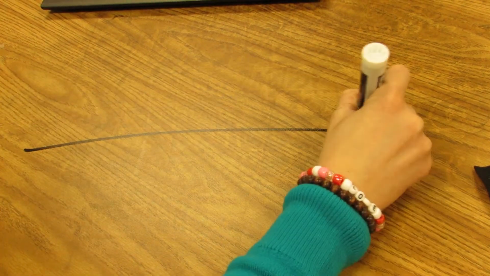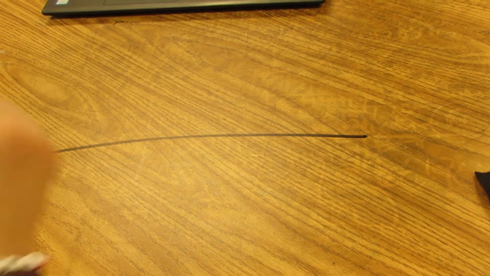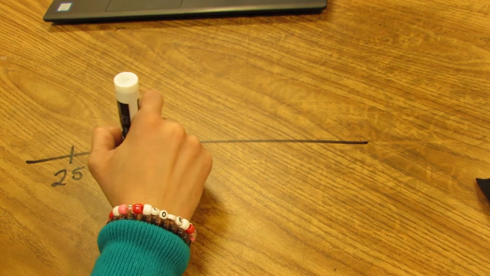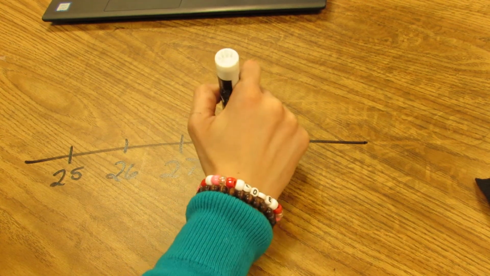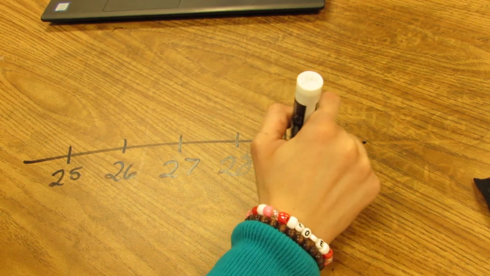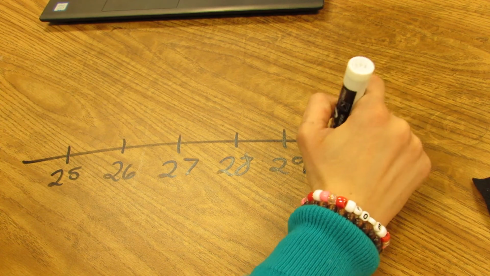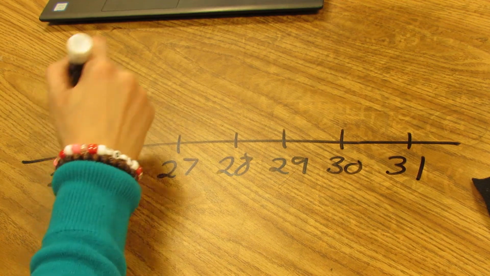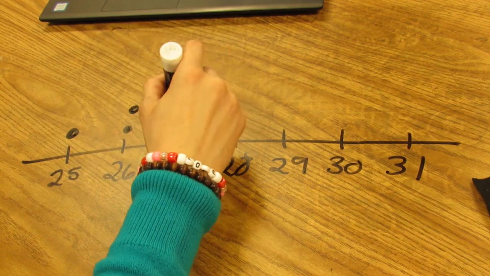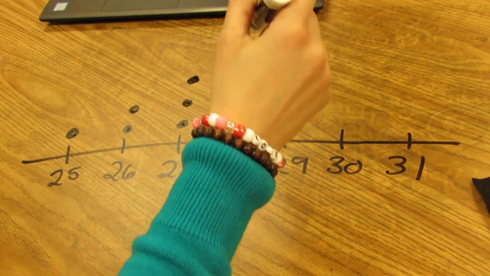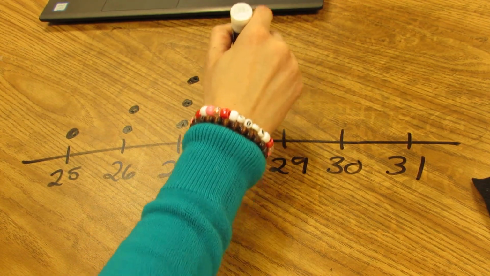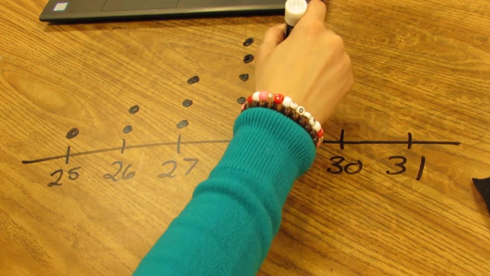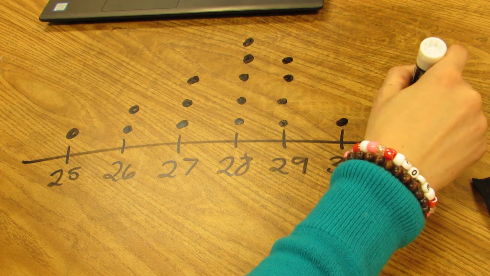So I'm going to recreate the dot plot, and it says we've got 25, 26, 27, 28, 29, 30, and we've got a 31. We've got 1 raisin box here, 2 raisin boxes there, 3, then we've got 5, then we've got 4, and then 1 and 1.